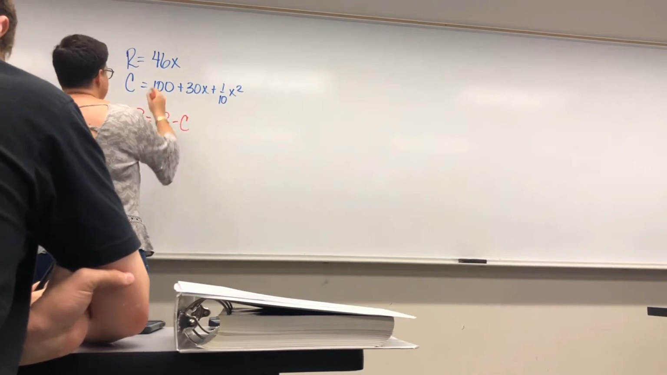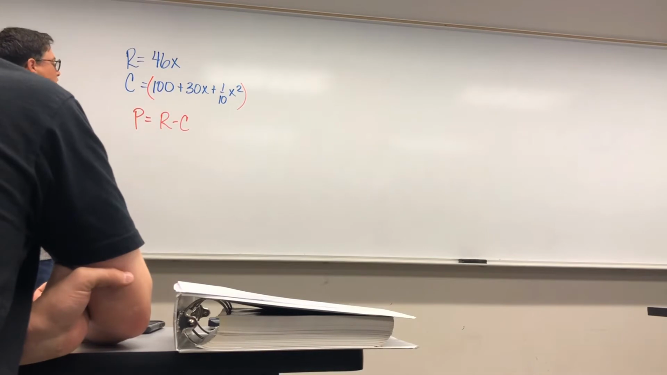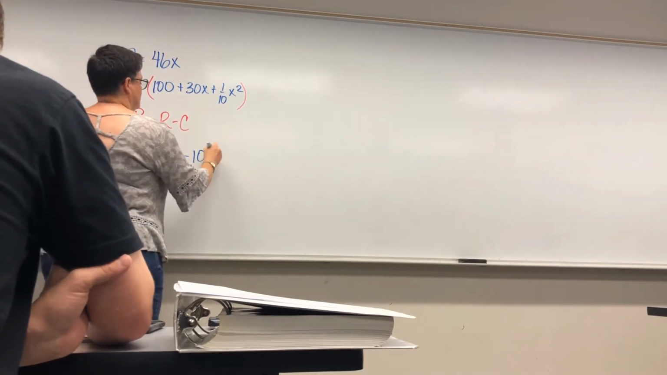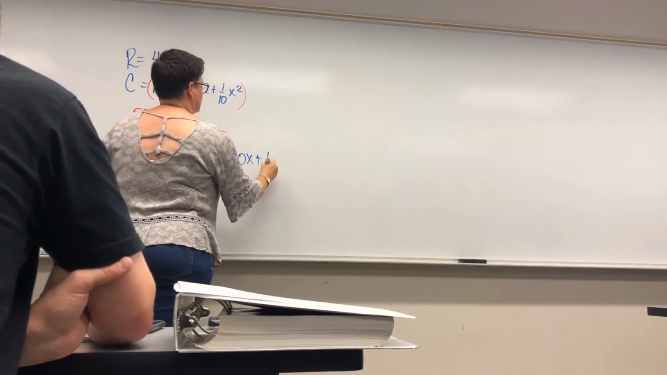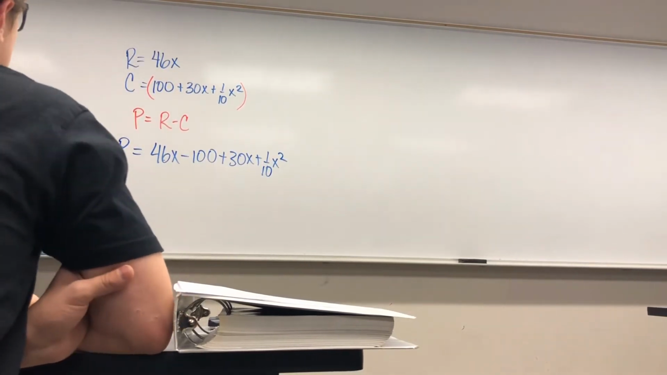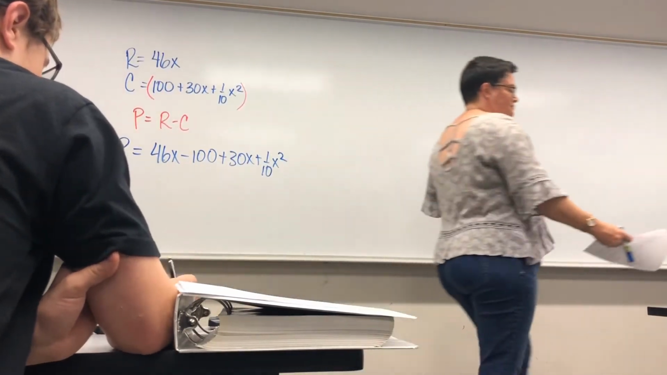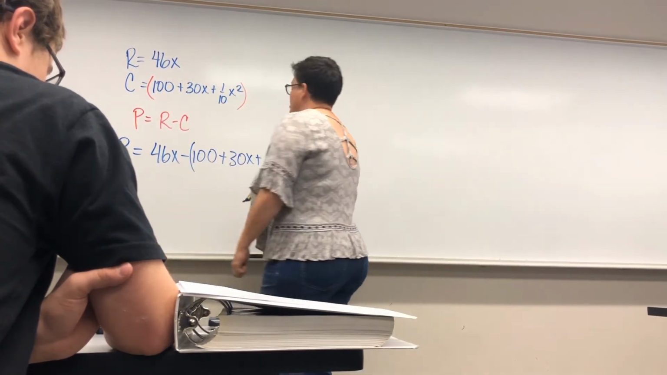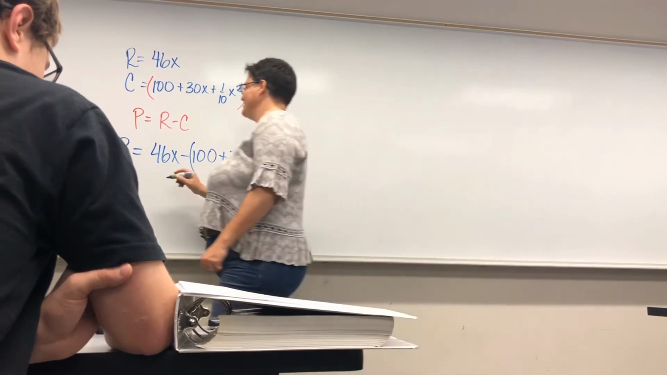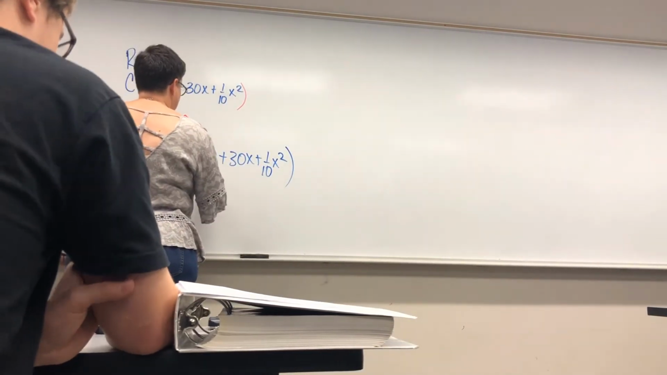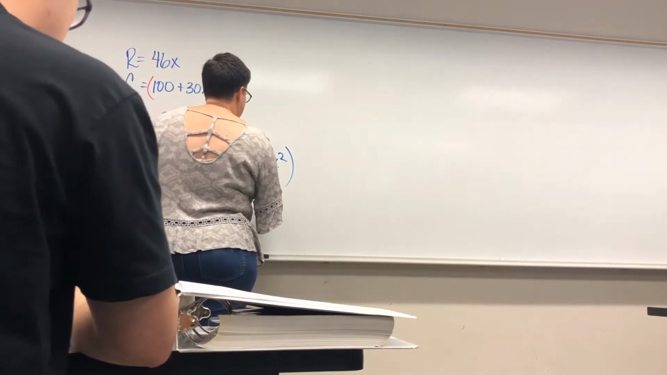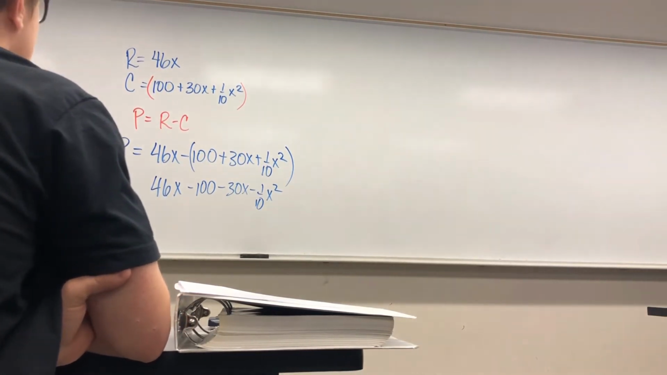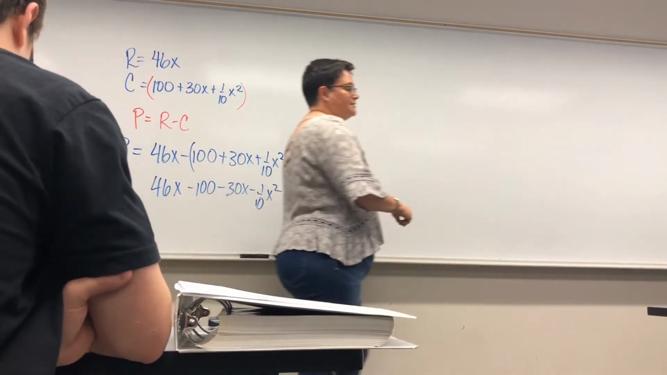Revenue minus cost. And the biggest mistake, you guys, is you don't parenthesize your cost. So tell me what's wrong with this. I see it every semester, and it makes me cringe. What's wrong with that picture? It's only subtracting the 100, not the whole cost. So if I subtract all of cost, my whole sign is gonna change. Minus 100, minus 30x, minus 1/10x squared. You guys with me? Every sign in cost must change. So that's your profit. That was easy.